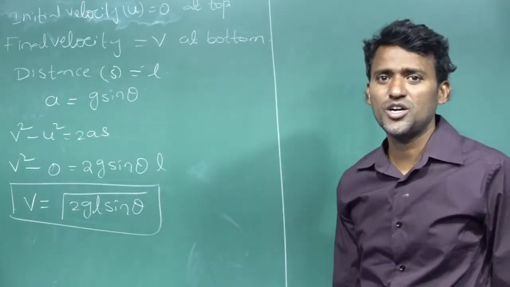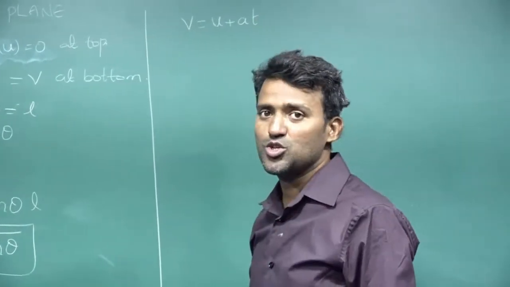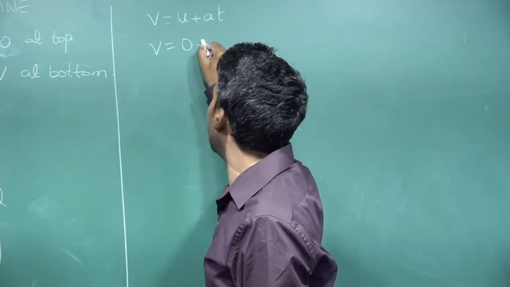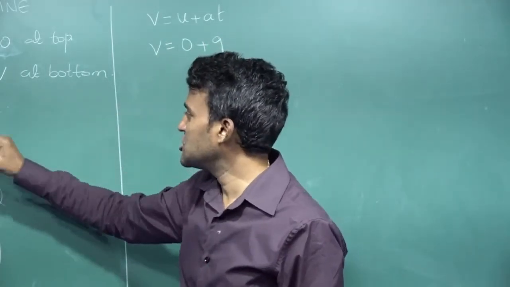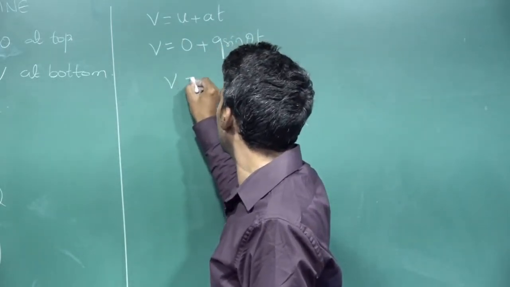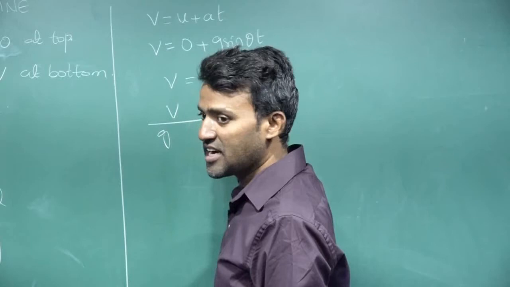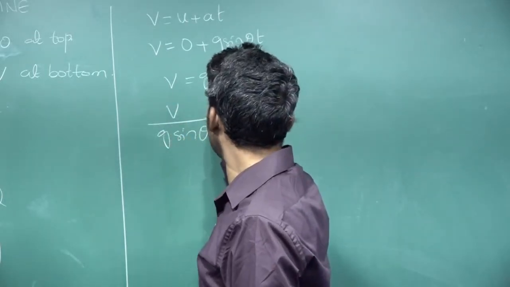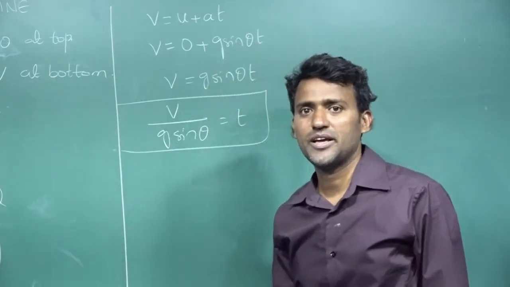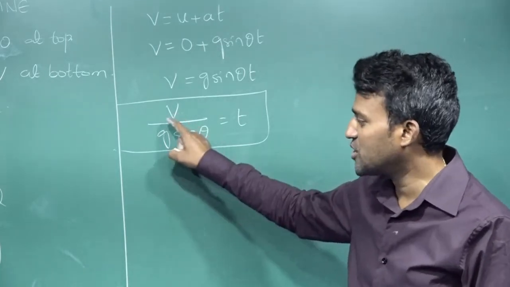What is the time? If you want to write the time, v equal to u plus at. Here final velocity is v, initial velocity is 0 and acceleration, we know, is g sin theta, and time is t. Then v equal to g sin theta into t. Then v divided by g sin theta is equal to t, and this is the time taken by the body to reach the ground.